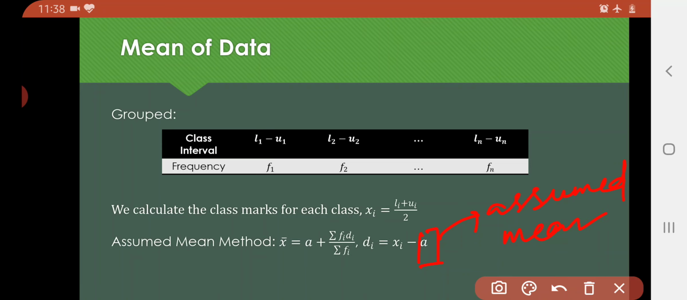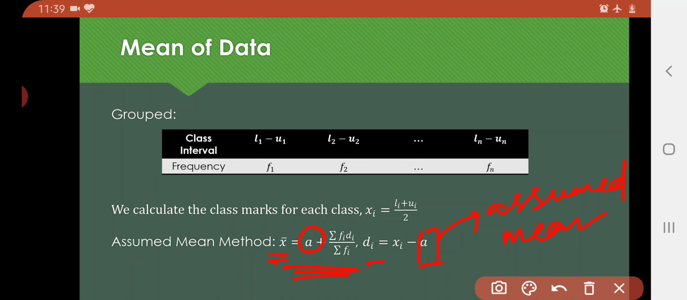So this one particular value is something which you assume to be the mean. From the list of all the xi's, from the list of all the class marks, you select any one value to be the assumed mean, and then you calculate the di's. Now how to calculate the di's? You subtract that value from all the xi's, and then you proceed to find summation of fi di by summation of fi, by calculating those respective columns, and then adding it back to that assumed mean, you get your mean, right? We have already done this.